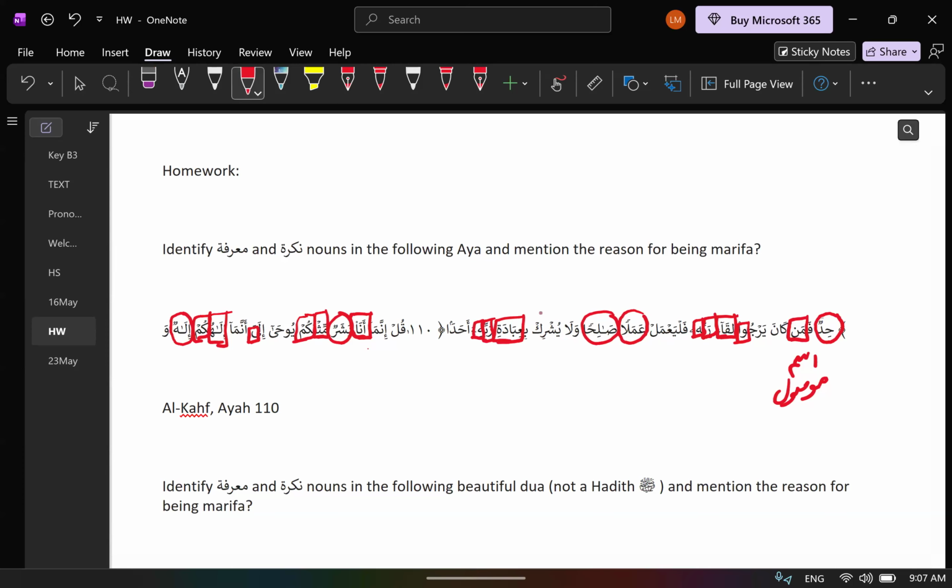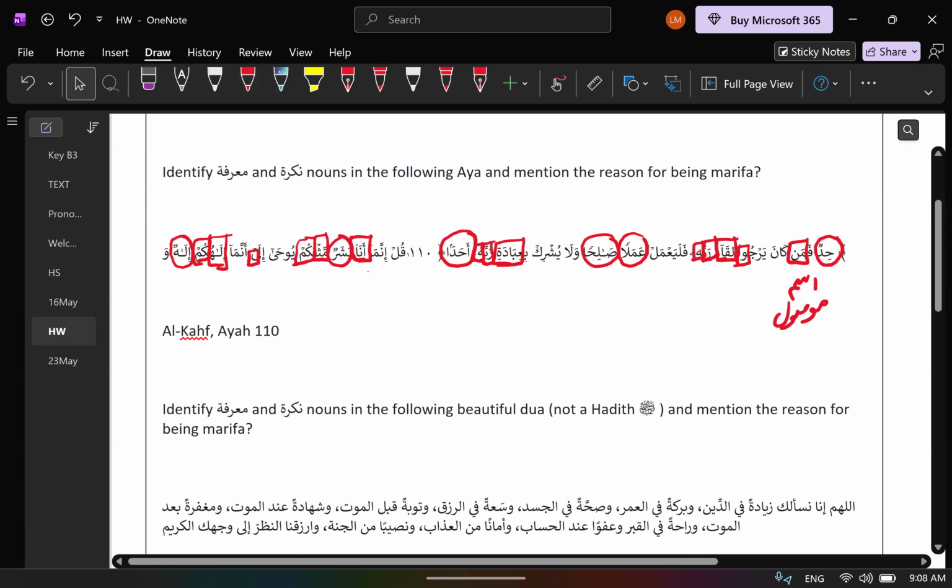So this ka, I think some of you make that mistake, you thought that it is the damir. No. It is ashraka yushriku. So this is a part of the verb. It's not the ka of the damir. Okay, ahadan is nakira. So that is our ayah. MashaAllah, that's good. Most of you did very well. So Alhamdulillah, we don't have any issues.